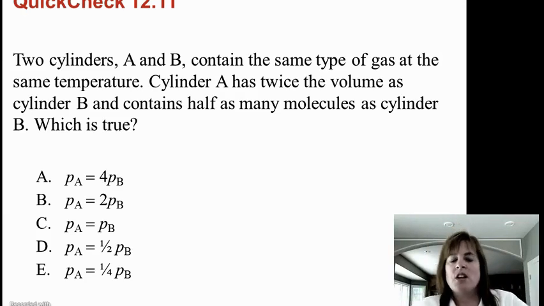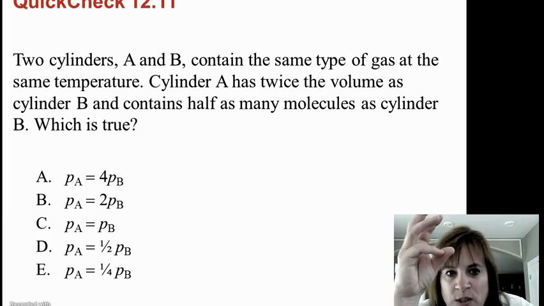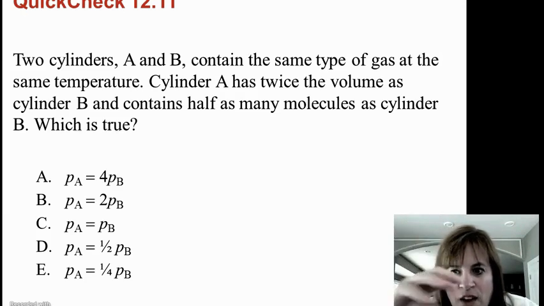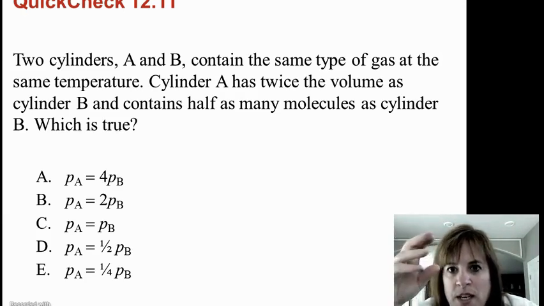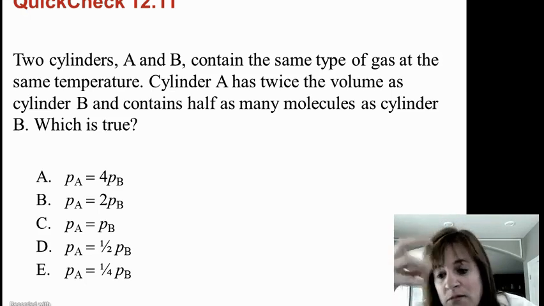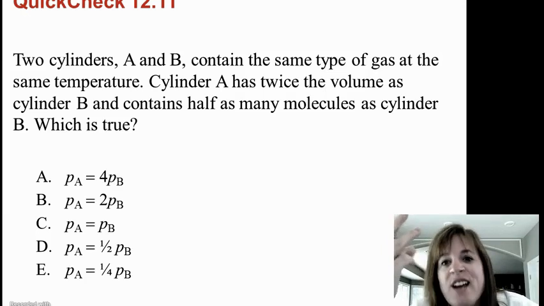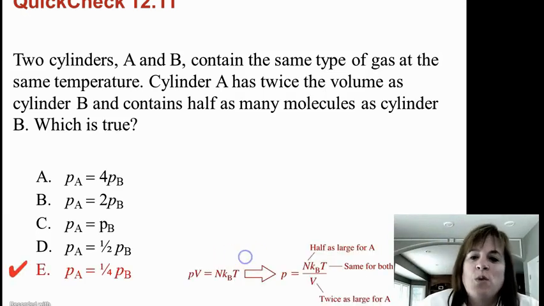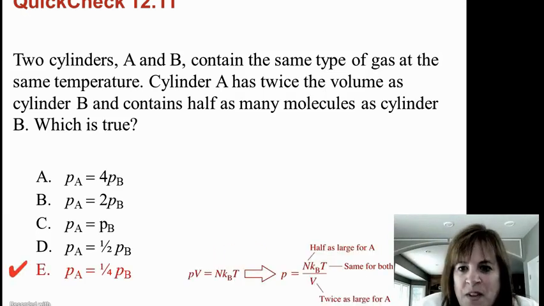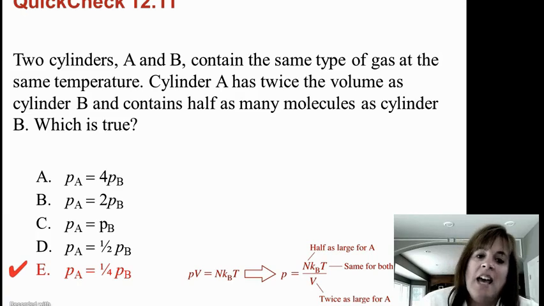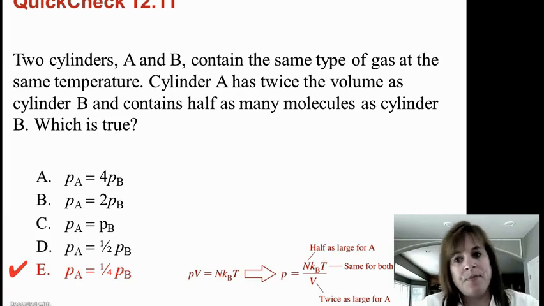Well, if we rearrange our equation to solve for pressure, we have molecules on top and volume on the bottom. So that means that instead of these things working against each other, they work together, or multiply together. So if I have twice the volume and half as many molecules, I'm going to have a quarter of the pressure in A as I do in B.